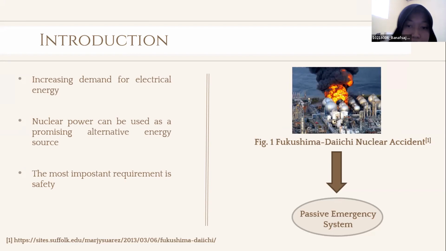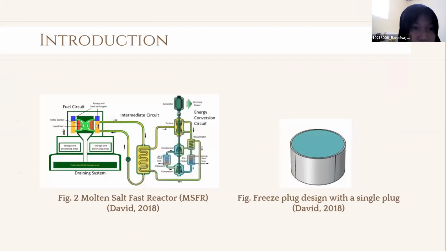The Fukushima Daiichi nuclear accident in March 2011 prompted substantial new standards for the design of future nuclear power facilities. The requirement is to introduce a passive emergency system for emptying the reactor core in the event of a power outage. The system offered in this case is a freeze plug. One method that can be used to simulate the evacuation of fuel salt from the reactor core through the draining pipe is the Moving Particle Semi-Implicit or MPS method.